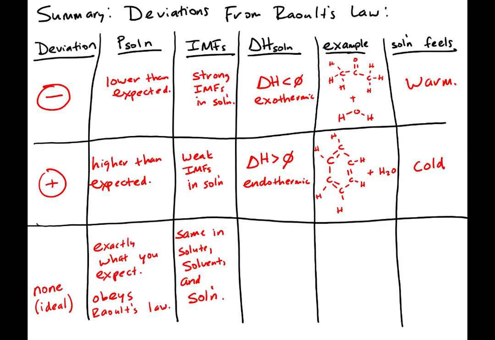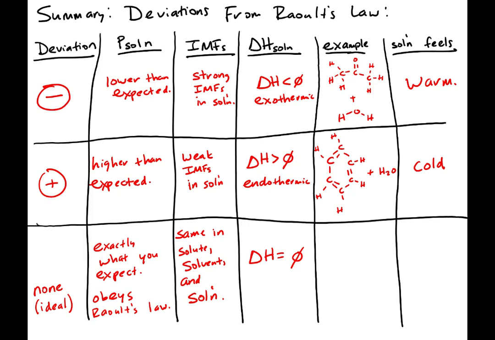And because the IMFs are the same in the pure solute, pure solvent, and the solution, then that means that the process of making the solution is going to be energetically neutral. It's neither exothermic nor endothermic. The delta H will be exactly equal to 0 because the solution has the same energy as the pure solute and pure solvent. They're equally stable.